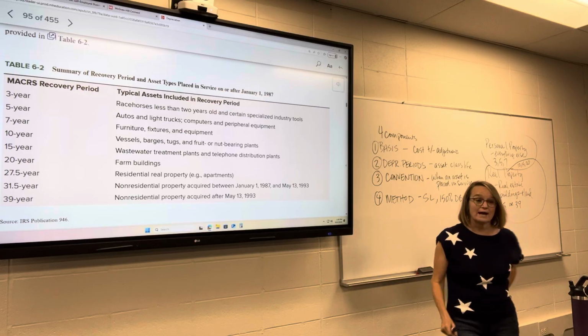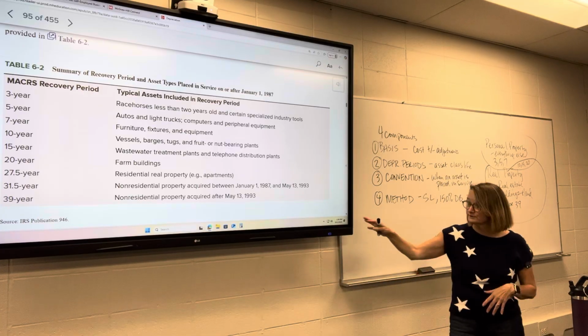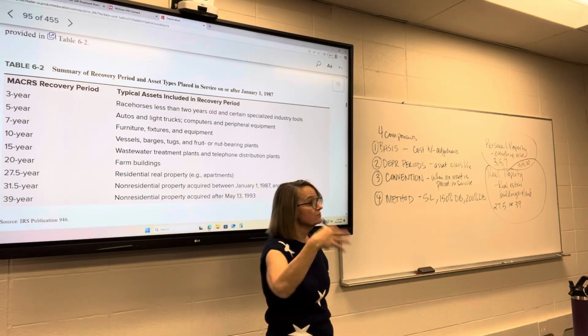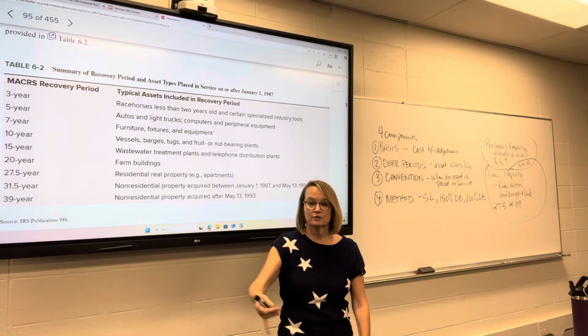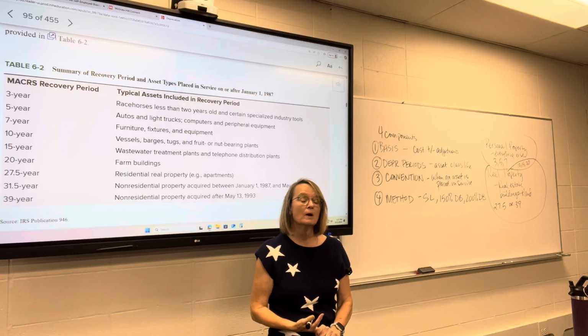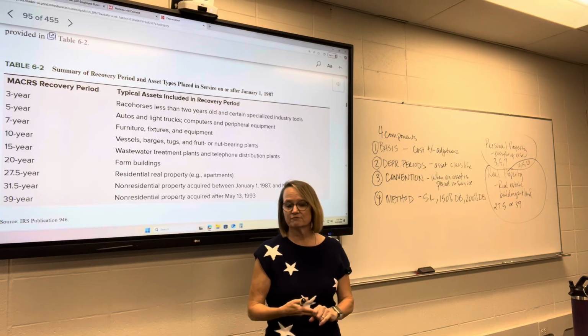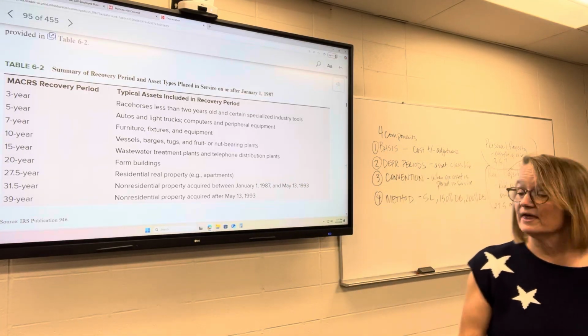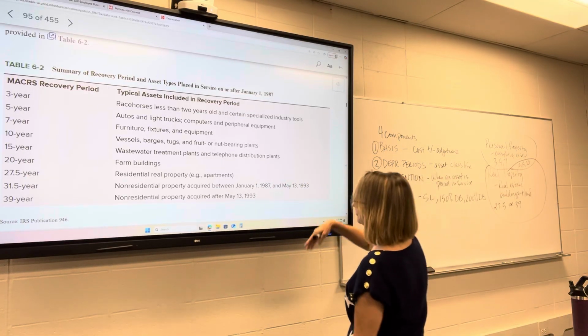Next up is residential real property. All right, so now we're getting into more buildings, but this is residential. So something where somebody lives in it. It could be a home, it could be an apartment building, it could be a condo. If somebody uses it for living quarters and it's being rented out, then that would be residential real property.